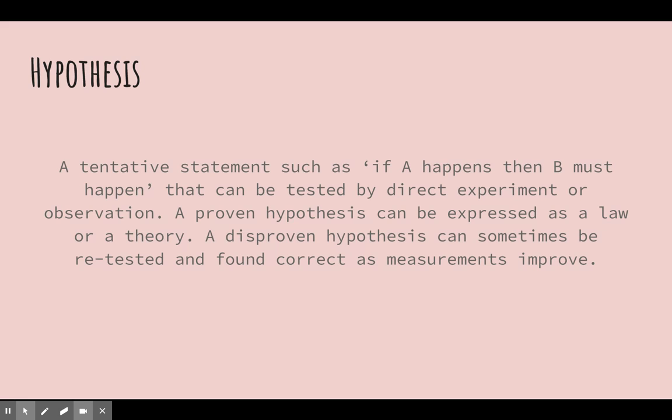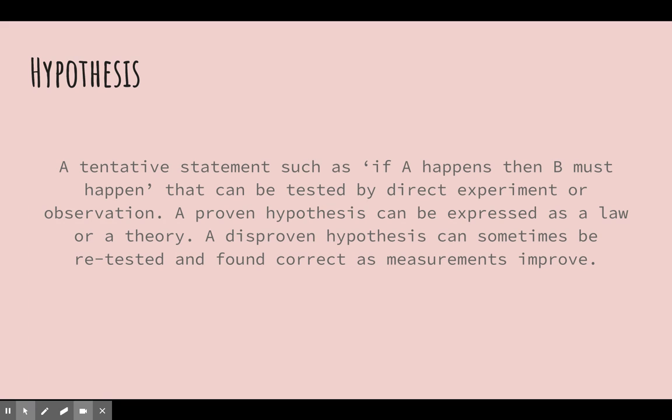Now, hypothesis. This is something that you should be more familiar with because we've talked about this a couple times now with your vocabulary and with the parts of an experiment. A hypothesis is a tentative statement, such as, if A happens, then B must happen, that can be tested by direct experiment or observation. A proven hypothesis can be expressed as a law or a theory. So here we go, moving through these layers like that was shown in that first picture. A proven hypothesis can then be expressed as a law or a theory.